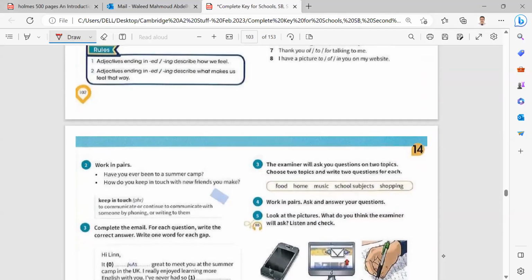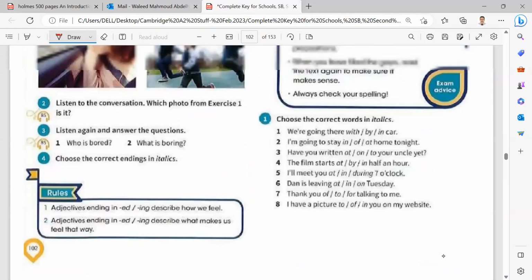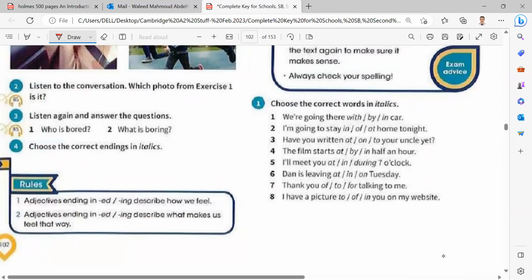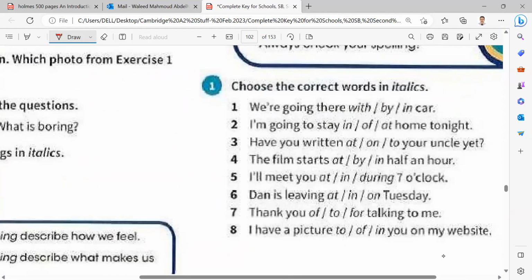Type. Let me share again the question. Here. Before you start the question, here we have some quick questions. Choose the right one. Yeah, number one, Sarah. We're going there by or in car? By. By car. Okay. Yes. Right. Next. I'm going to stay in or off or at home tonight. At home. Yes, stay at home tonight.